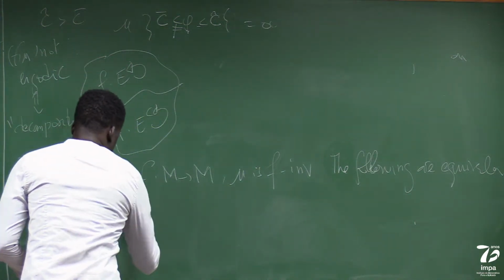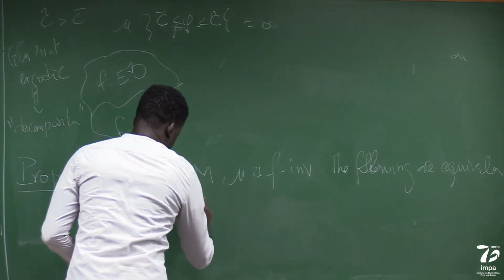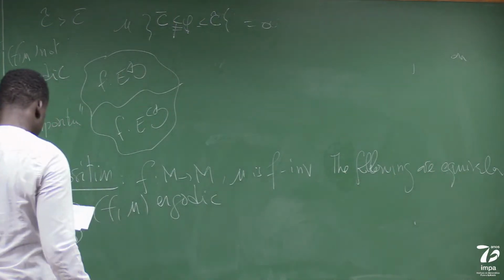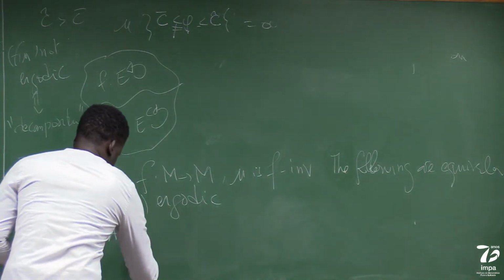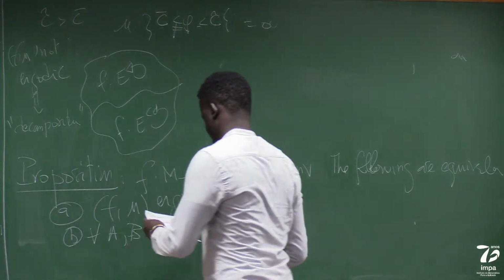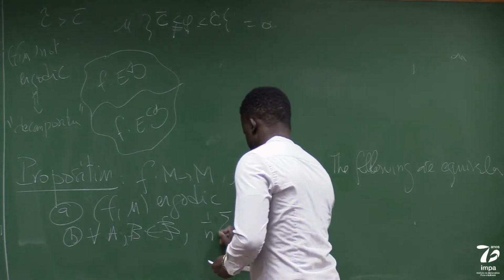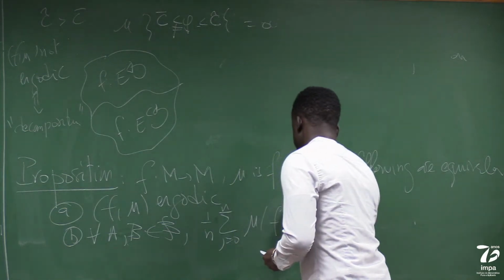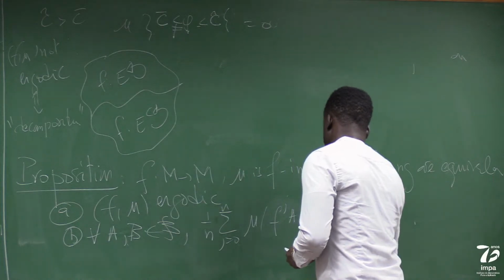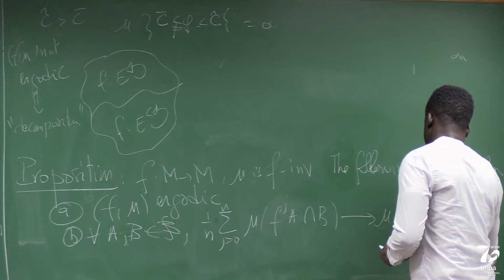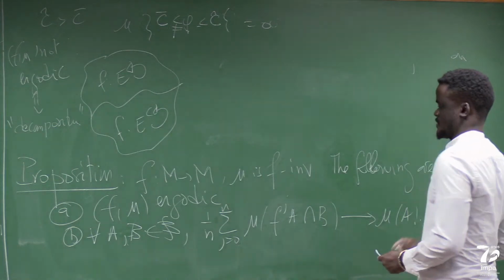So F is mu-ergodic if and only if B: for any two measurable sets A and B, one over n, the sum from j equals 0 to n of mu of F^j A intersect B, is converging to mu of A times mu of B. Okay.